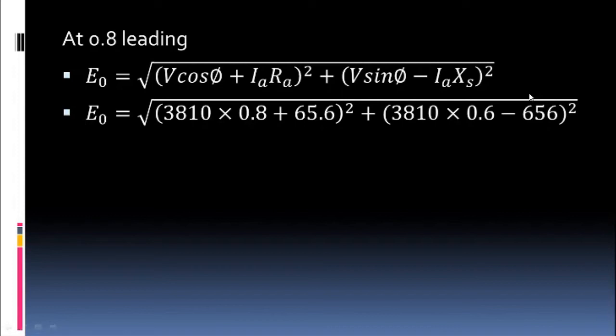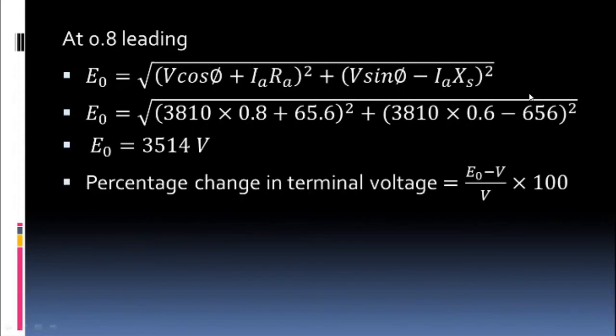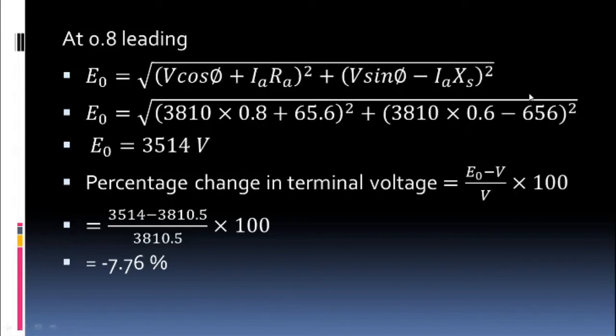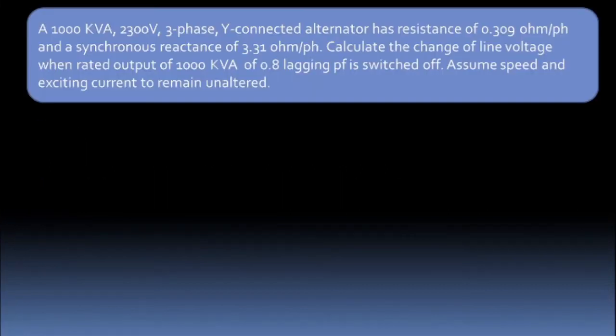So what you can observe is the value of EMF you are getting is smaller than V here. Have you realized that? That the value of EMF induced you are getting is 3514. The regulation, you know how to find out the regulation. The formula for finding out the regulation will be same, and just substitute the value of EMF, and because this is leading power factor, obviously your answer will be negative. Okay, and you are getting it as minus 7.76. Okay, so let's quickly move to next problem.